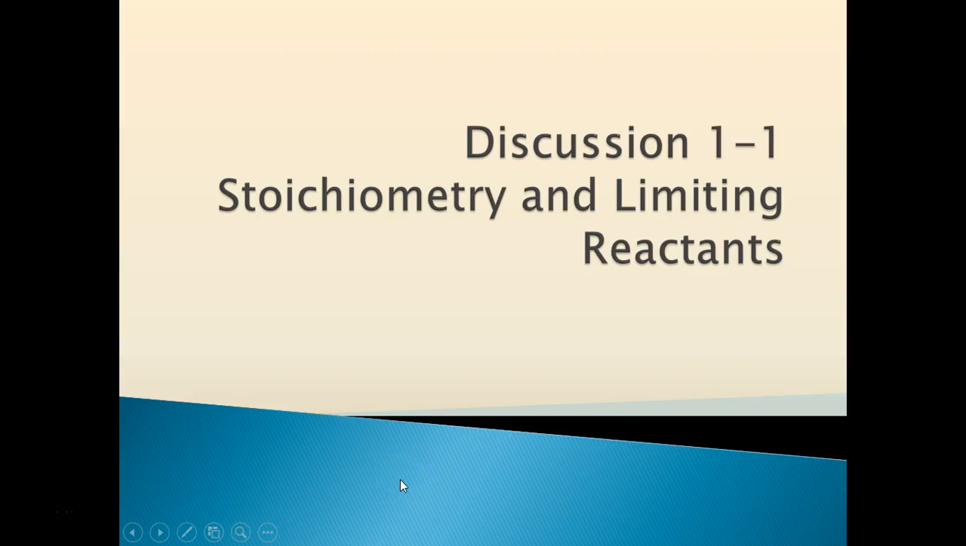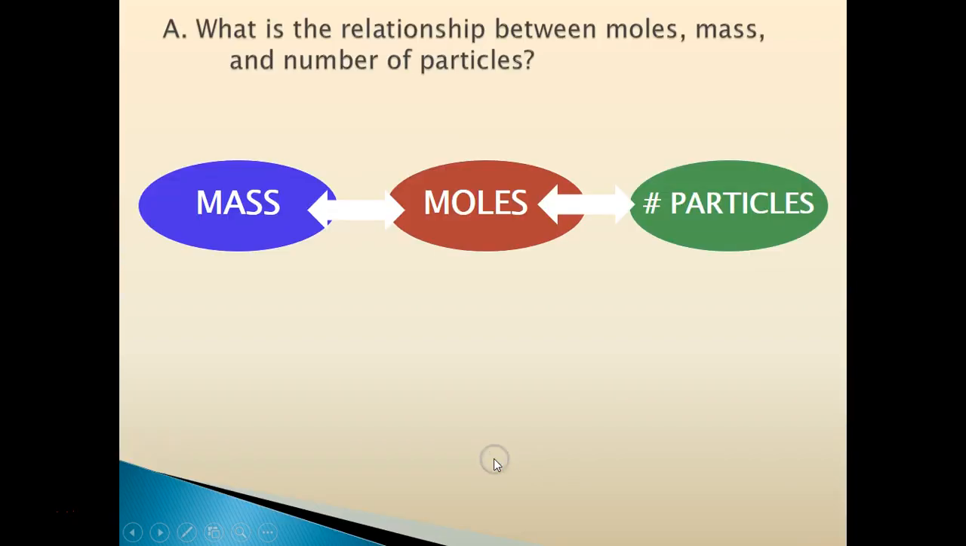Okay, today we're going to do discussion 1-1, stoichiometry and limiting reactants. Okay, so first, before we can do that, we have to talk about the mole. A mole is a word that represents a specific number.